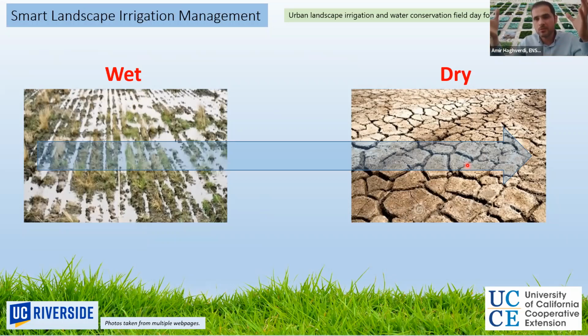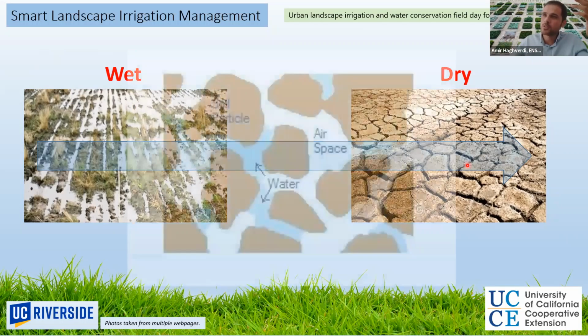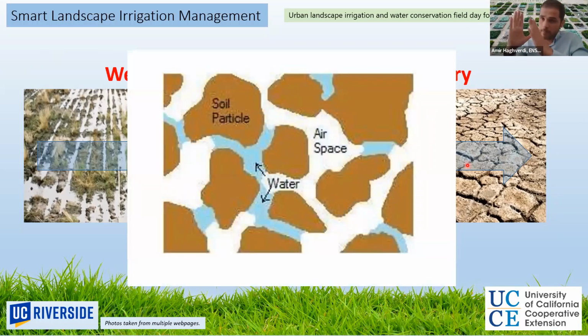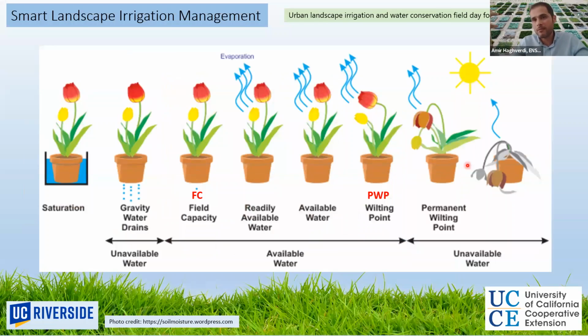So, two extreme conditions: super wet, super dry. We don't want that. And soil moisture sensors actually help us, if they are programmed correctly, to irrigate just to get to a point that we call field capacity, where we have air, water, and soil particles, which are all needed for healthy roots. This is another illustration.